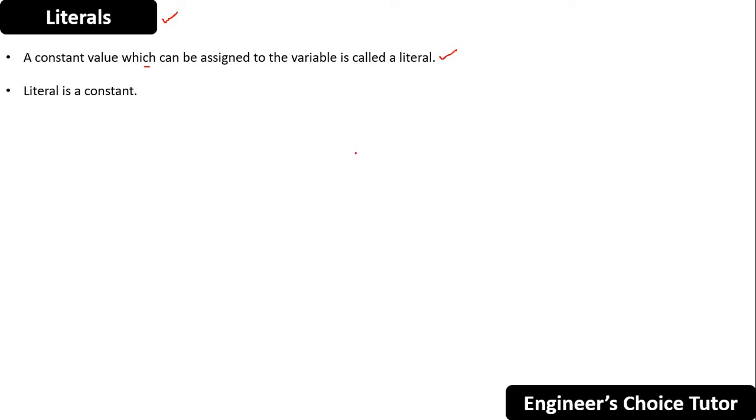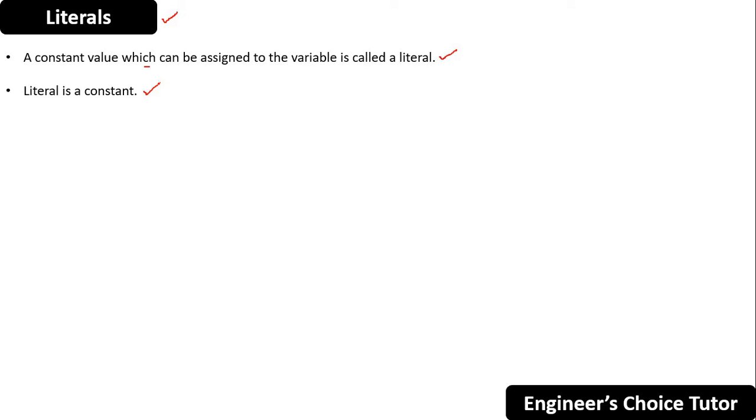Hi everyone. So in today's lecture we will see about the literals in Java. Today's topic is to know what is called as literals. So basically a literal is a constant. A constant value which can be assigned to the variable is called a literal. Or you can say in simple words that a literal is just a constant. Is it fine?